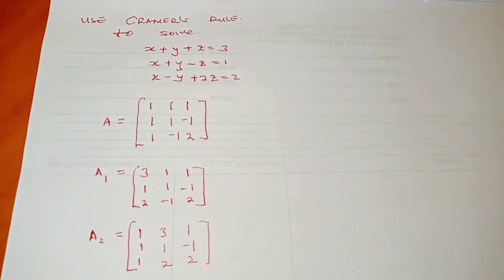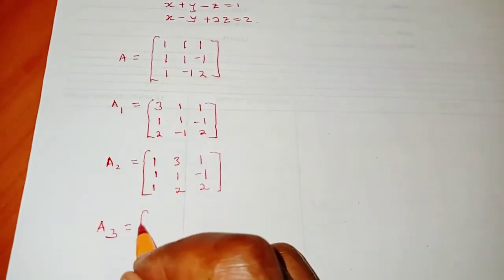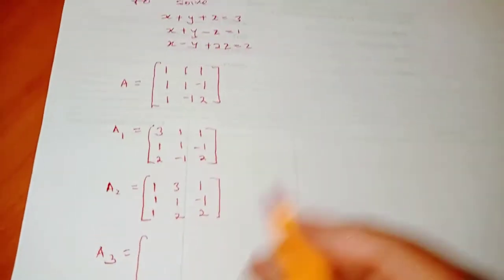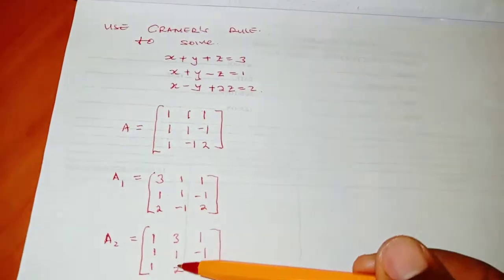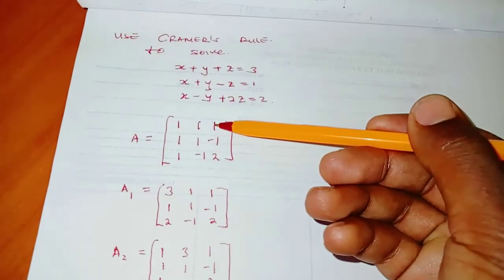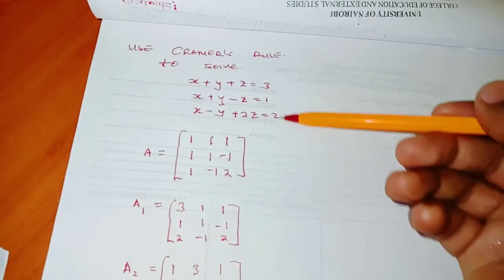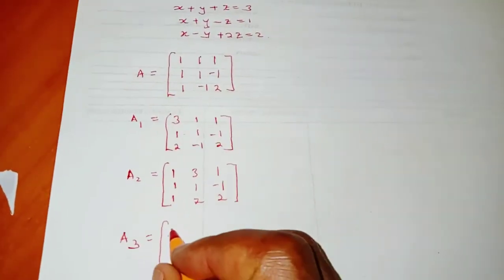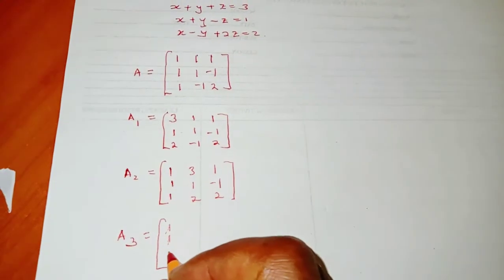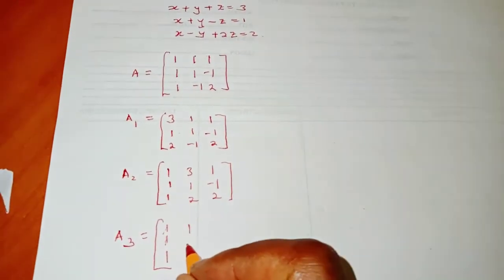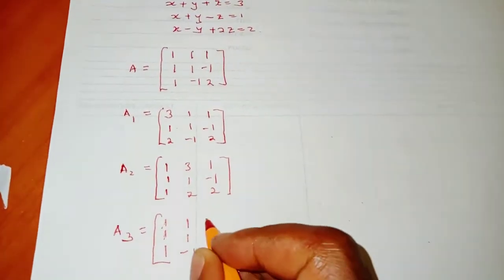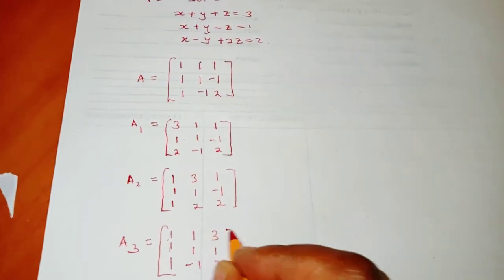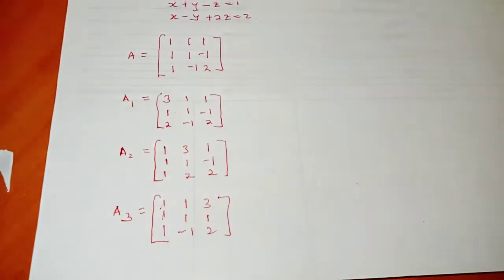Right. So the third matrix here, A sub 3, is going to be equal to this matrix, but with the third column replaced by these numbers. So we have 1, 1, 1, 1, 1, negative 1, 3, 1, 2. Okay, so that's the first step, right?